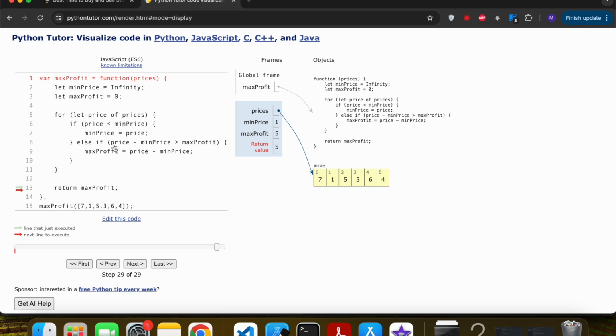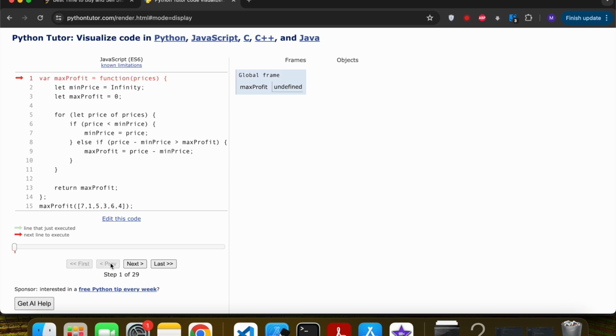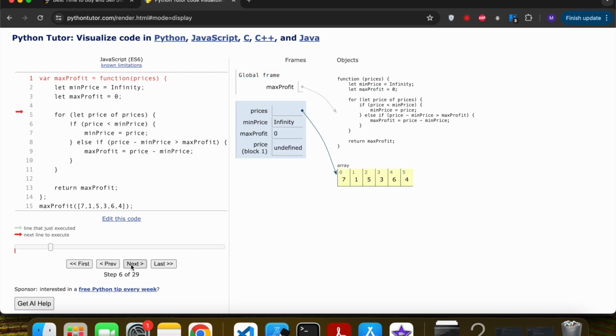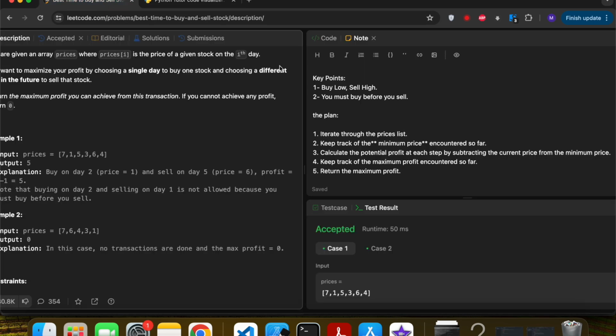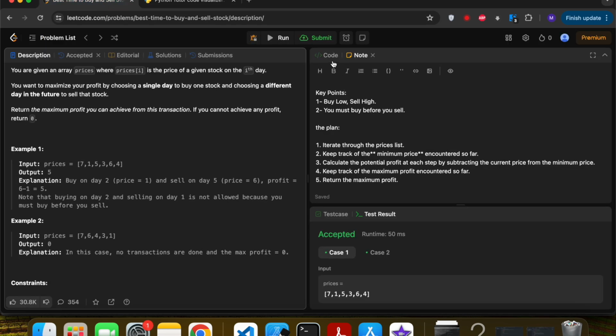I skipped the else if, sorry for this, let me return to the same point. Yes, we are here in the else if. Is 4 minus 1, which is 3, greater than 5? No. So we looped over the whole array and we have to return the maximum profit now, which is 5, and that's it. Thank you for listening, and I hope you understood this problem.